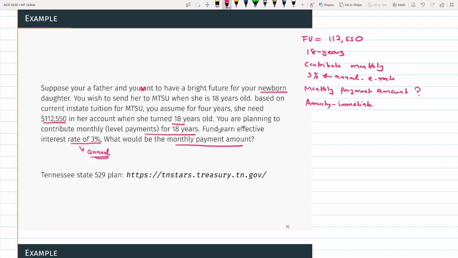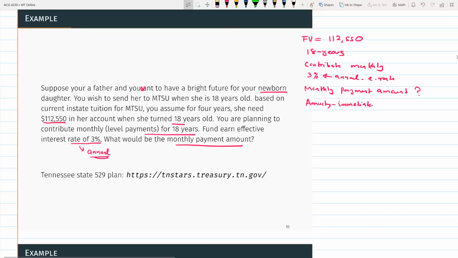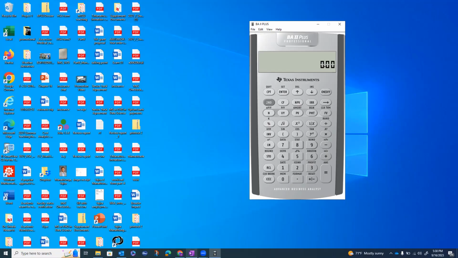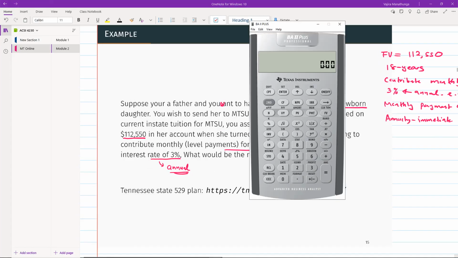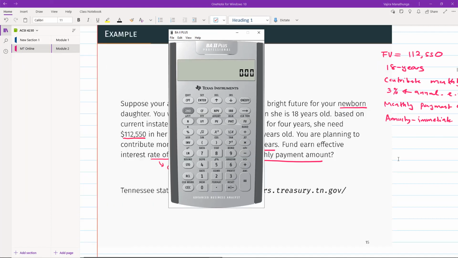So let's solve this problem. Let me show you the calculator. Okay. So in this calculator, oh, I can't share both at the same time. Let me make it like this and then share the calculator. Oh, now I can show you the calculator. Okay. So in the calculator, you can see these functions.